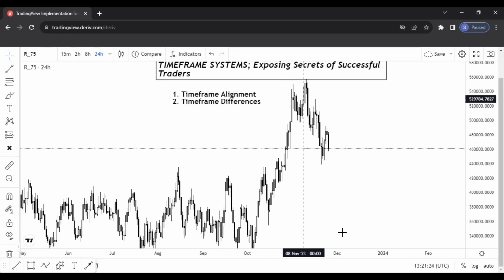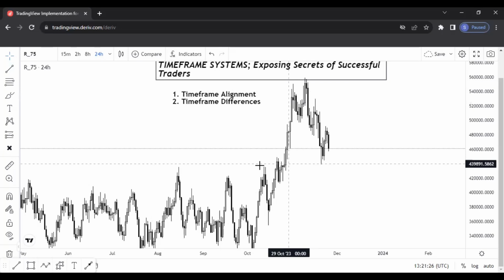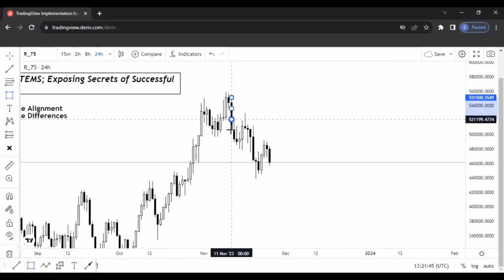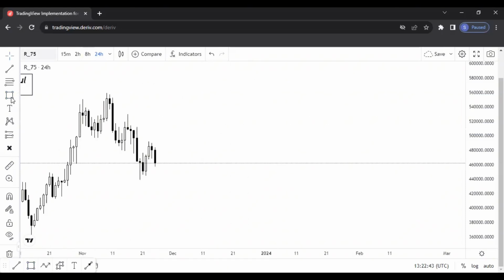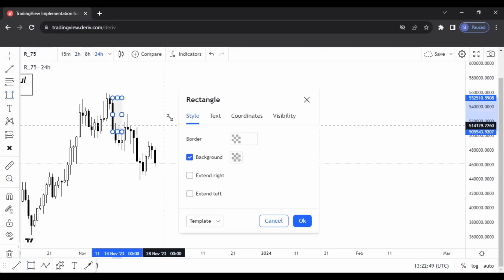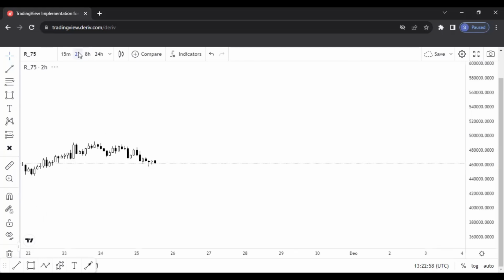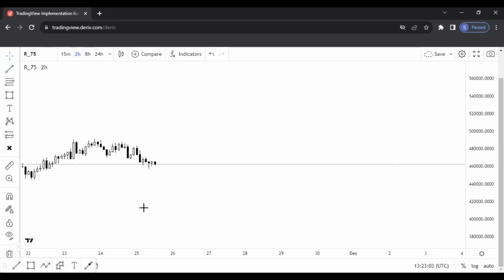Now, as I was saying, on the time frame differences, you can see that one candle of 24 hours is 12 candles on the 2 hours time frame. Let's experiment with something, guys. Let's mark out just one candle on the 24 hours time frame, and let's see what the 2 hours time frame has done for us. All right, so we marked out just one candle on the 24 hours time frame. Let's see how far that is on the 2 hours time frame. That is why you really need to know about your time frame differences and your time frame alignment.